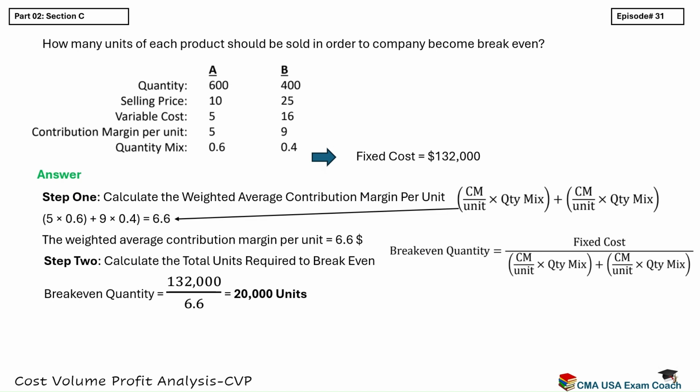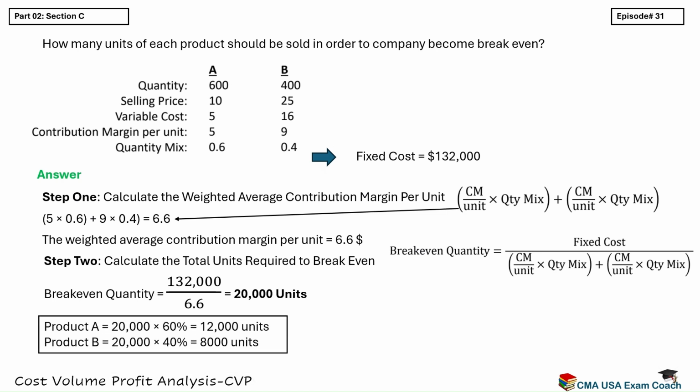Step 3. Apply the quantity mix. We were given the quantity mix. For product A, it is 60%. For product B, it is 40%. So now we multiply. Product A units equals 20,000 multiplied by 0.6, which gives us 12,000 units. Product B units equals 20,000 multiplied by 0.4, which gives us 8,000 units.